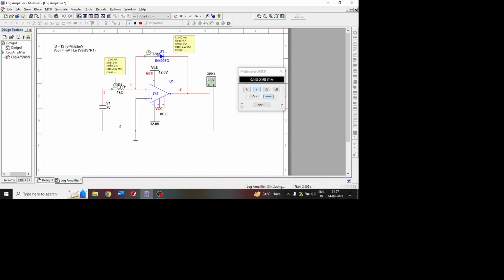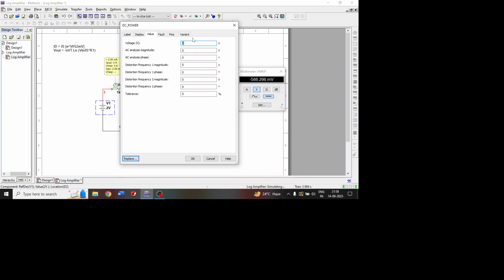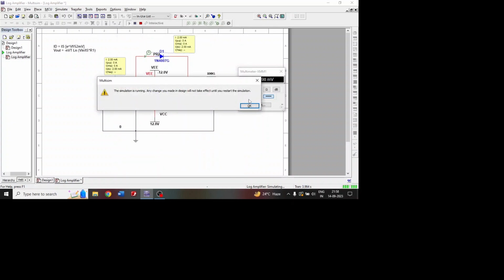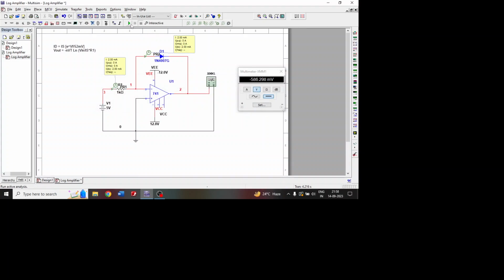And you can clearly see that the current I is equal to 2 milliamps, and the feedback current I is also 2 milliamps. No current is drawn through the op-amp. Same way, if I change this value to say 5 volts, since the simulation is running, it will do the process after stopping and running the simulation again. So I will stop it and run the simulation again. You can clearly see the value has changed here, minus 629.263 millivolts. The current is 5 milliamps through R1, and the current through the diode is also 5 milliamps.